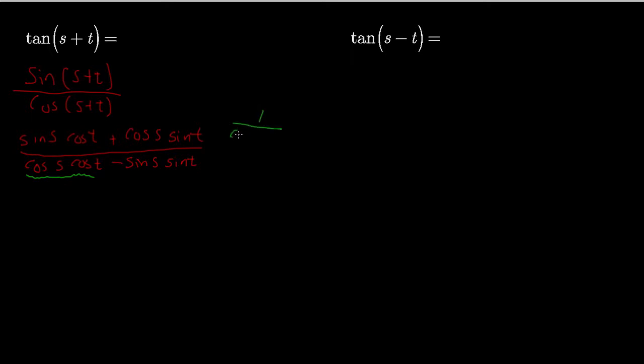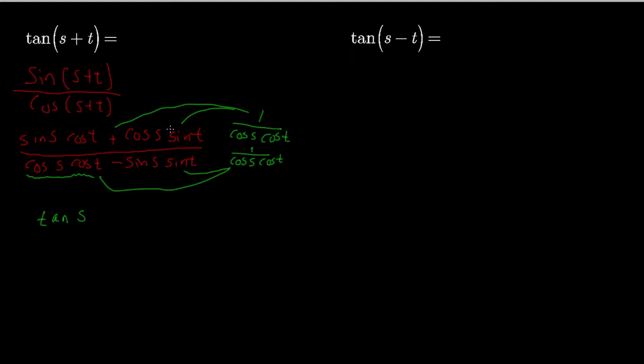1 over cosine s cosine t in the top, and 1 over cosine s cosine t in the bottom. When I distribute this to all four terms, lots of canceling occurs and we'll have a nice neat result. So sine s cosine t divided by cosine s cosine t, the cosine t's cancel and I'm left with sine s over cosine s, which is tangent s.